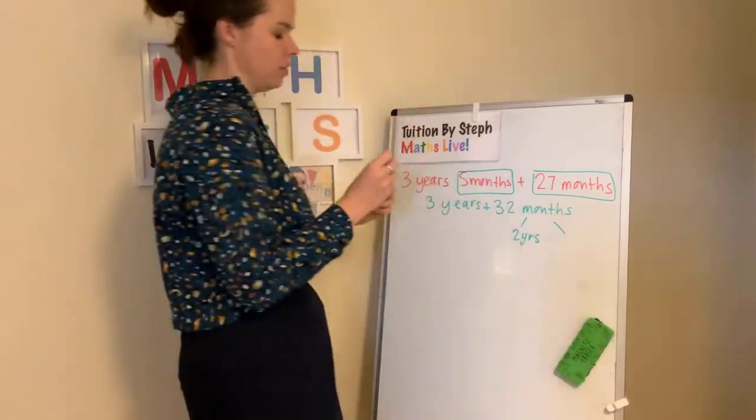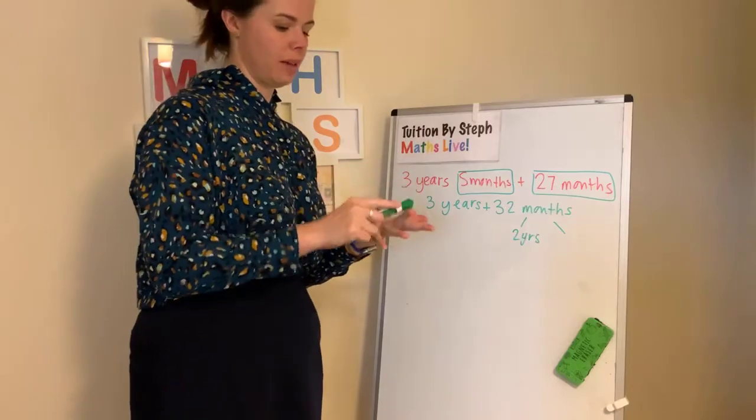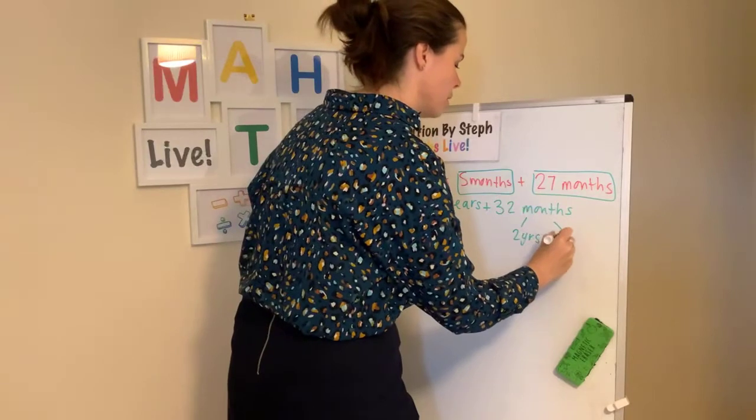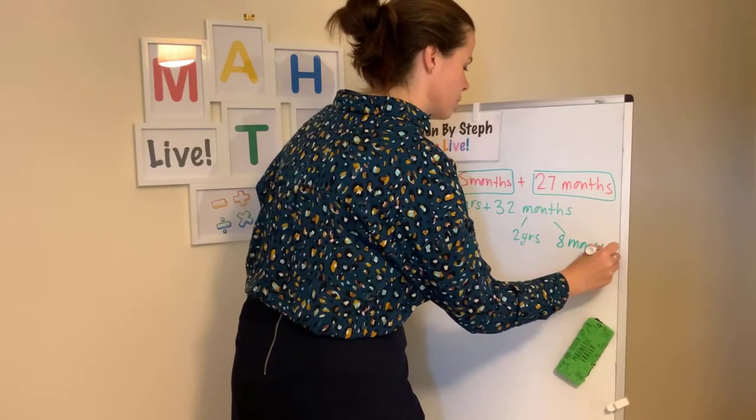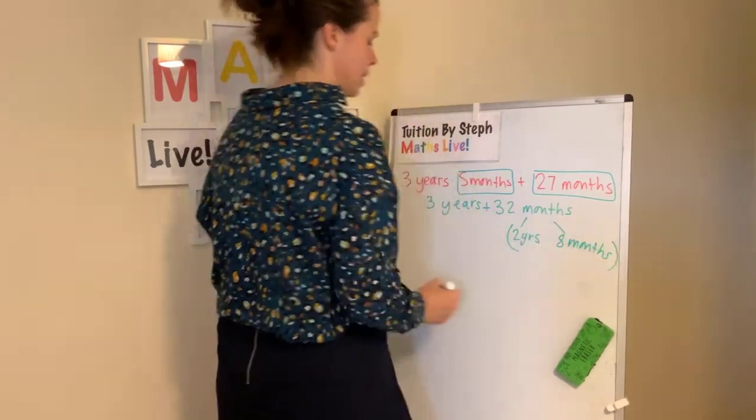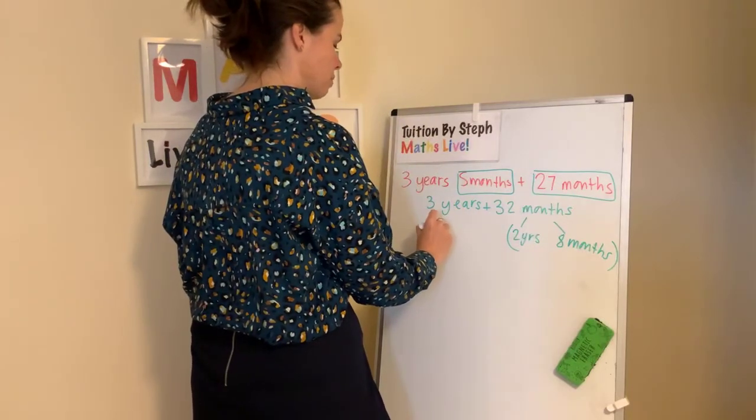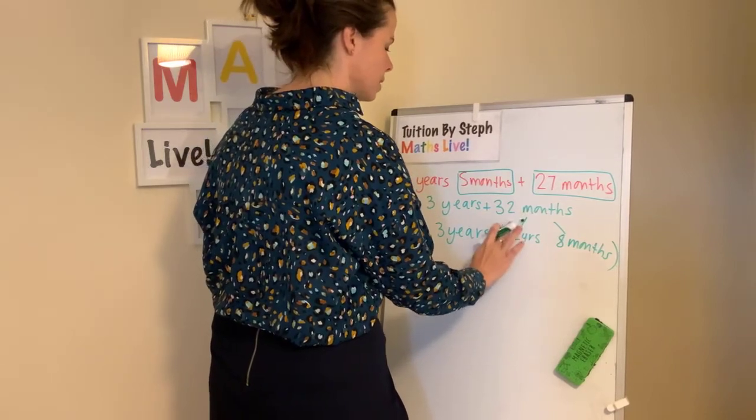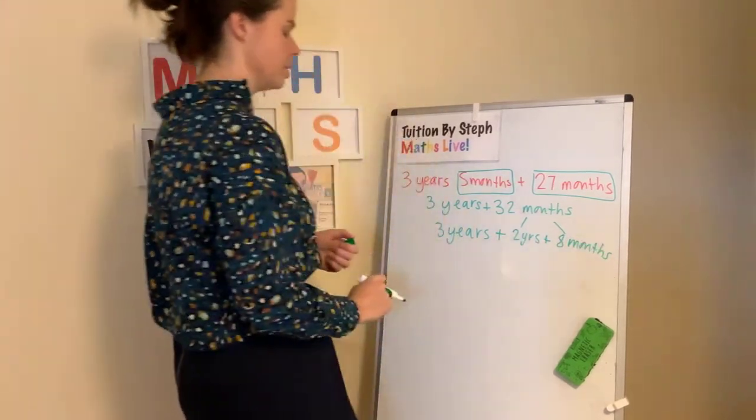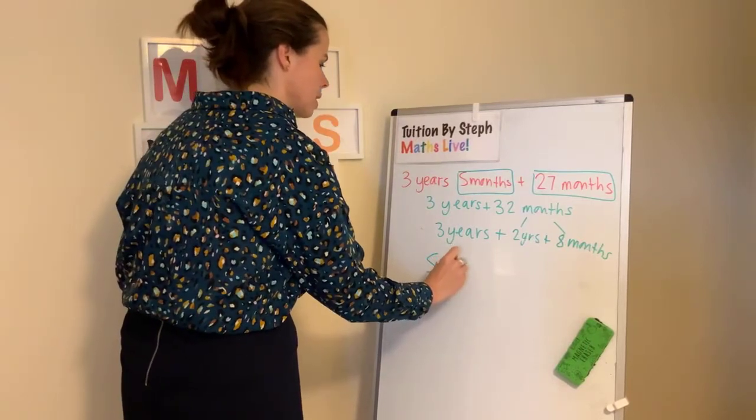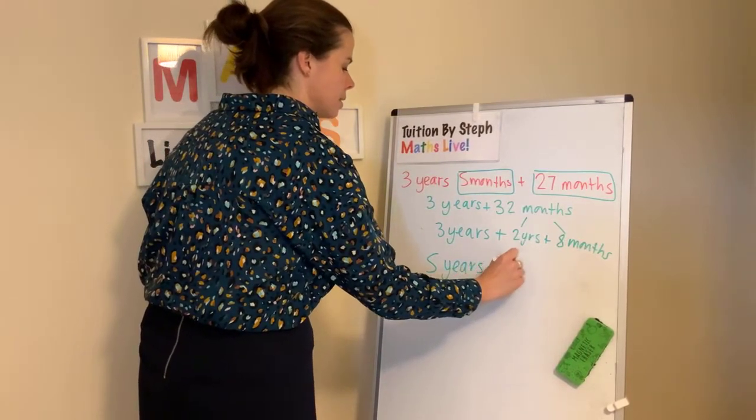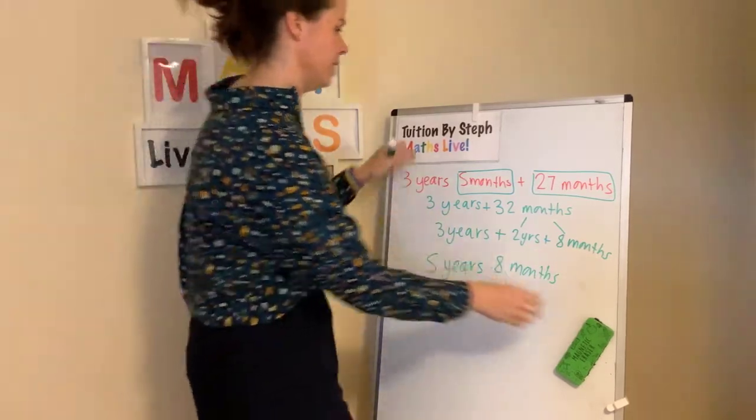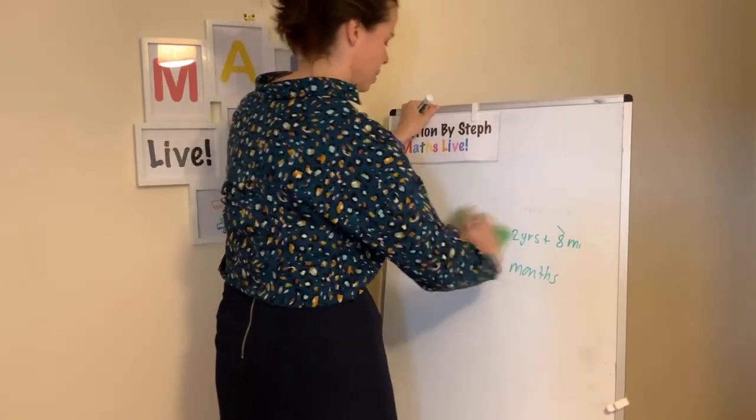So we've got to 24, 25, 26, 27, 28, 29, 30, 31, 32. So there's 8 left over. So we've made that into this. And now we can add the 3 years plus 2 years plus 8 months. And that's 5 years, 8 months. So that's how we combine them that way.